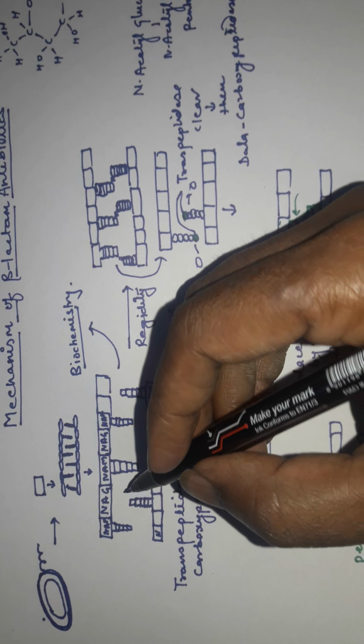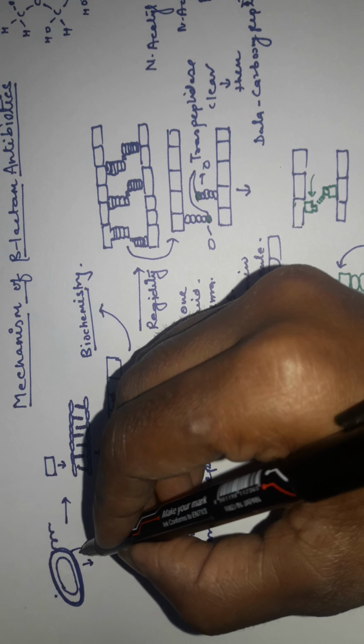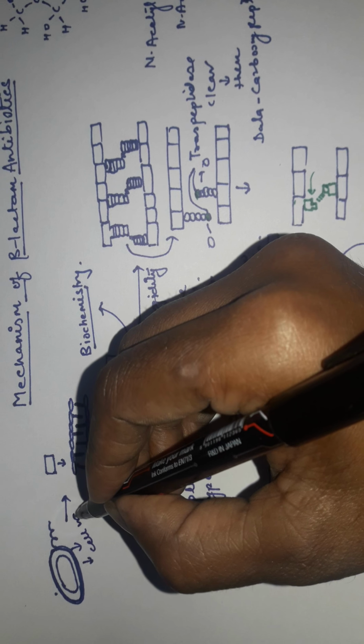If you see here, this is the bacterial cell. This is the cell wall. The inner membrane is called the cell membrane. And the space in between the cell membrane and the cell wall is called the periplasm.